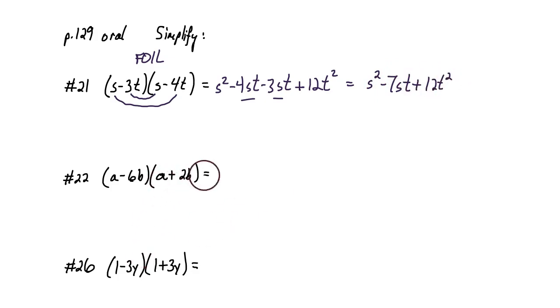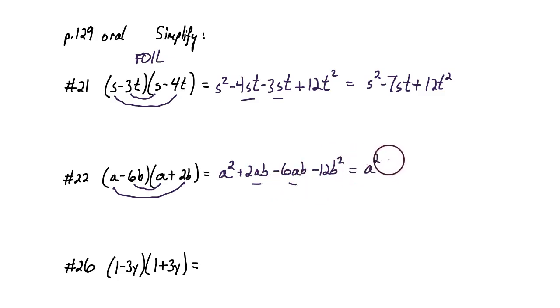Number 22, let's use FOIL. A times A is A squared. A times 2B is a positive 2AB. -6B times A is a -6AB. And -6B times 2B is -12B squared. Then combine those like terms together. In the middle, we get -4AB.